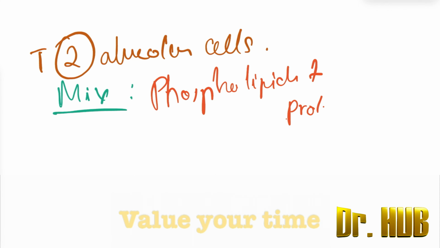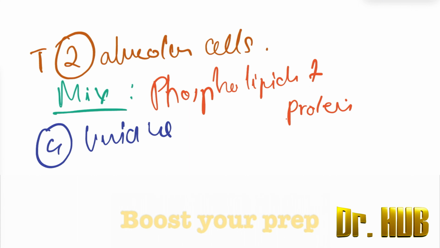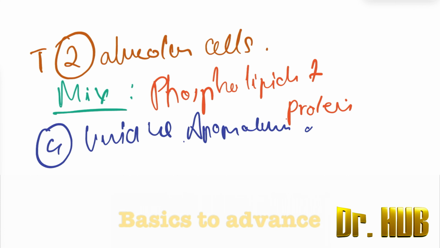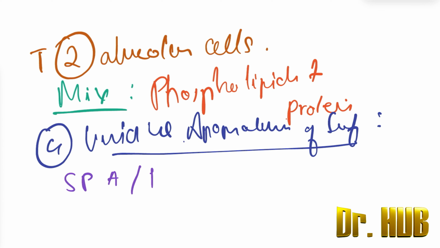There are 4 unique apoproteins of surfactant. The surfactant proteins are SPA, B, C and D. Now we'll break down each of them.